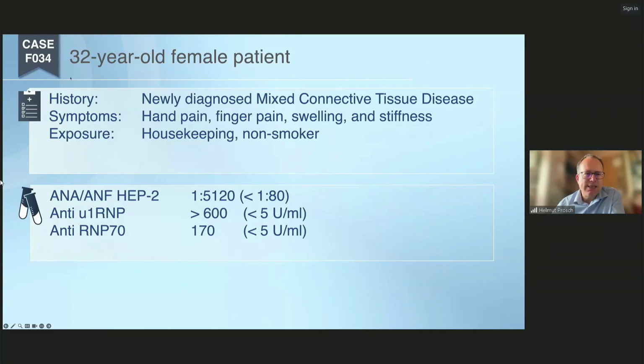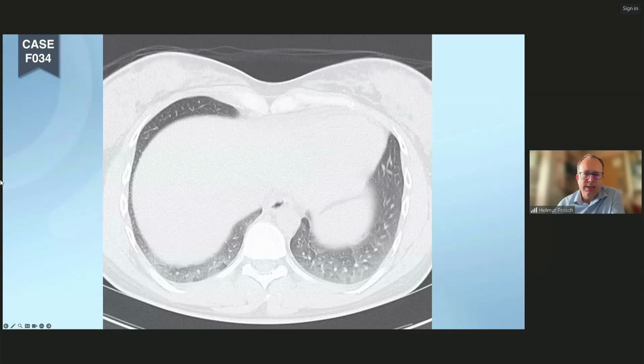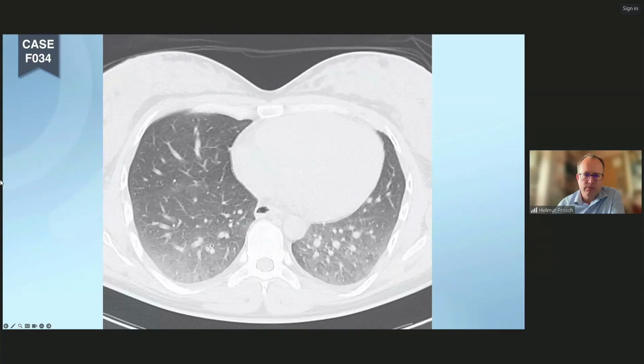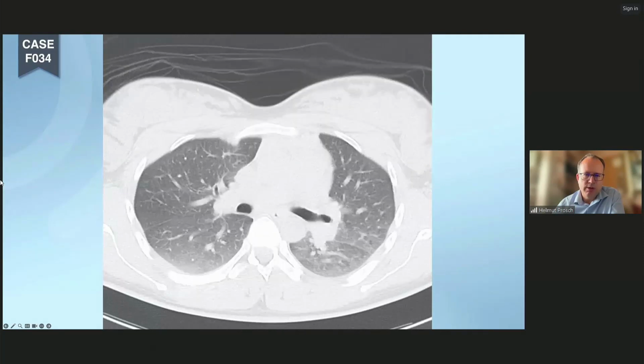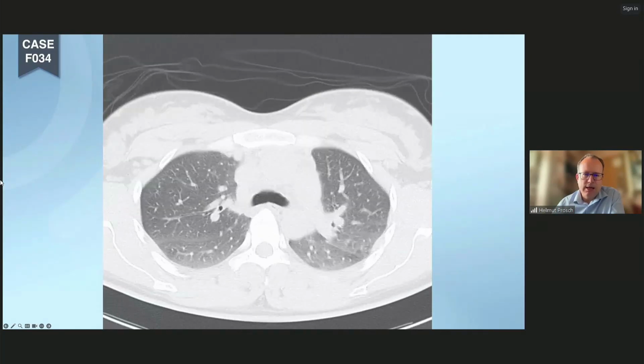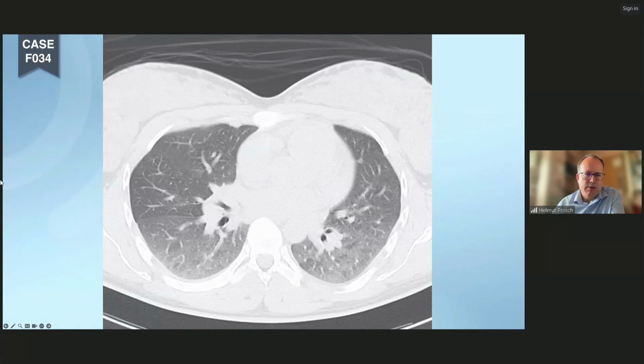So that's a 32-year-old female patient with a newly diagnosed mixed connective tissue disease, and the CT was performed to exclude connective tissue disease ILD. So this is the CT scan here. And if you look closely, I was wondering, is there ground glass? And the answer is yes, because if you look at the lung parenchyma, it is much more gray than here.